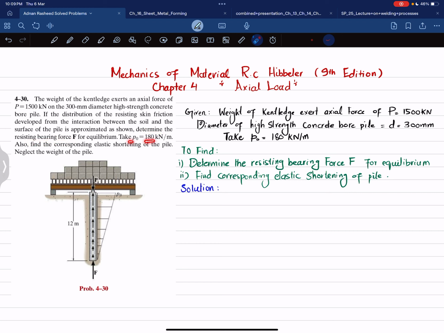Take P naught equal to 180 kilonewton per meter. Also find the corresponding elastic shortening of the pile. Neglect the weight of the pile.